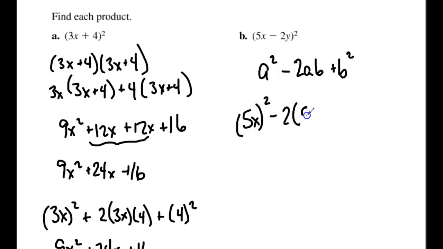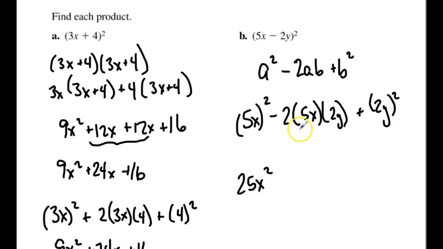Subtract 2 times a, which was 5x, times my b, which was 2y, plus b squared. My b was 2y, so I square that term. So 5 times 5 is 25x squared. 2 times 5 is 10, times 2 is 20, so minus 20xy. 2 times 2 is 4, and y squared.